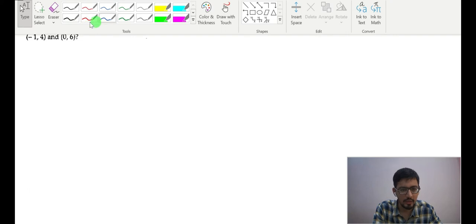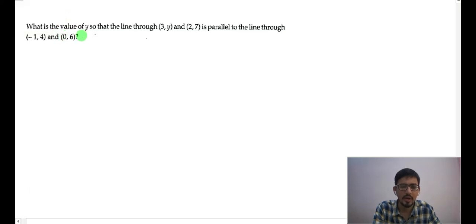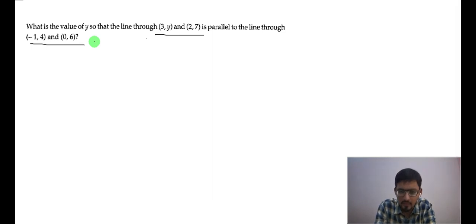Now see the next one. Next, what they're telling is: what is the value of y so that the line passing through these 2 points is parallel to the line passing through these 2 points? So very clearly, the lines are parallel. If lines are parallel, then the slopes will be equal.